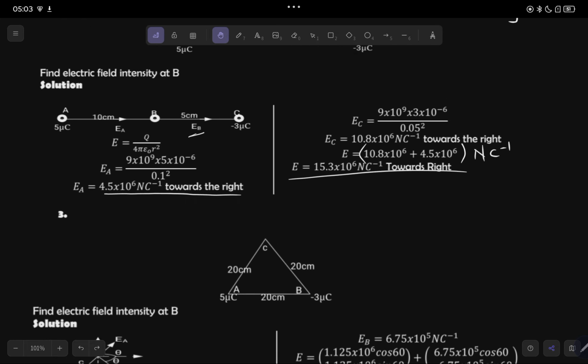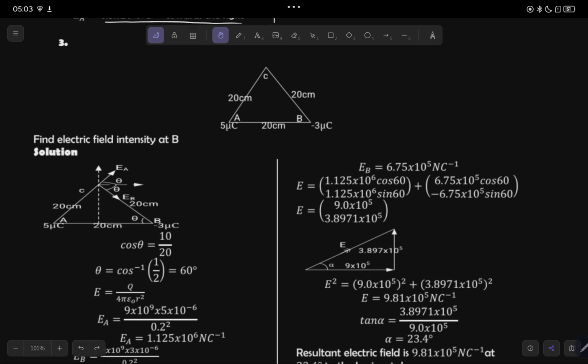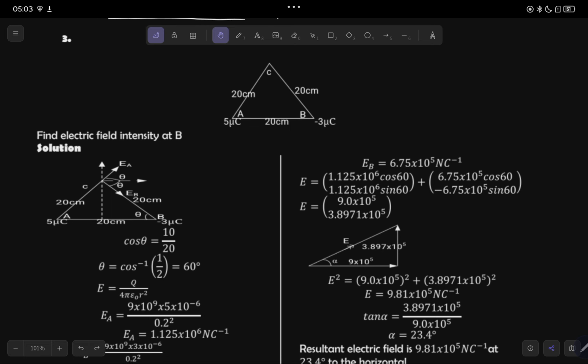Question number 3. This time we have a triangle. The triangle ABC with 2 point charges, one of 5 microcoulomb, the other of negative 3 microcoulomb, placed at corners A and B, and we're supposed to find the electric field intensity at C.